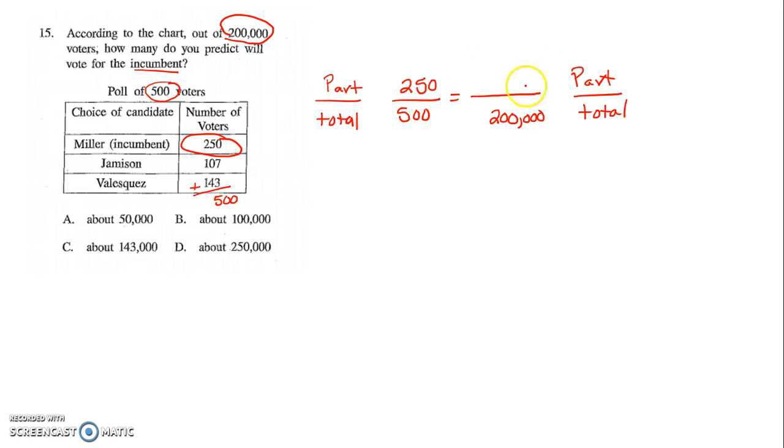And we're wondering what part of those voters would go ahead and vote for the incumbent. So personally, you might not think to do this, I would simplify this. 250 out of 500 is 1/2. So I know my final answer will be half of 200,000, but as a student, you might not think to do that. So what you might say is, how do I get from 500 to 200,000?